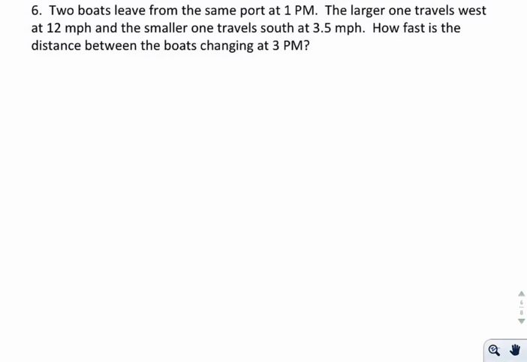All right, in number 6, two boats leave from the same port at 1 p.m. The larger one travels west at 12 miles per hour, and the smaller one travels south at 3.5 miles per hour. So how fast is the distance between the boats changing at 3 p.m.?